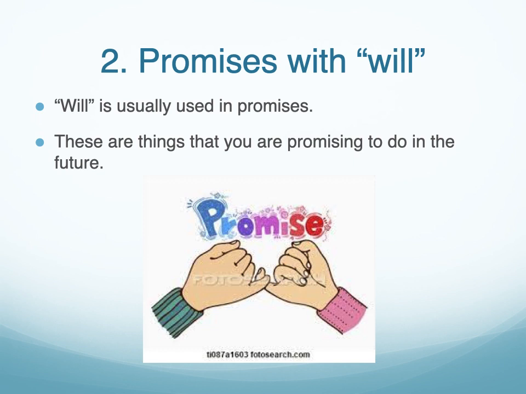Now let's look at the second situation that we can use will, and that is with promises. So will is usually used in promises. These are just things that we're promising to do in the future. And anytime we're talking about a promise, even if it's way in the future or in just a few minutes, we still want to use the future tense with will. So let's look at some examples of promises using will.